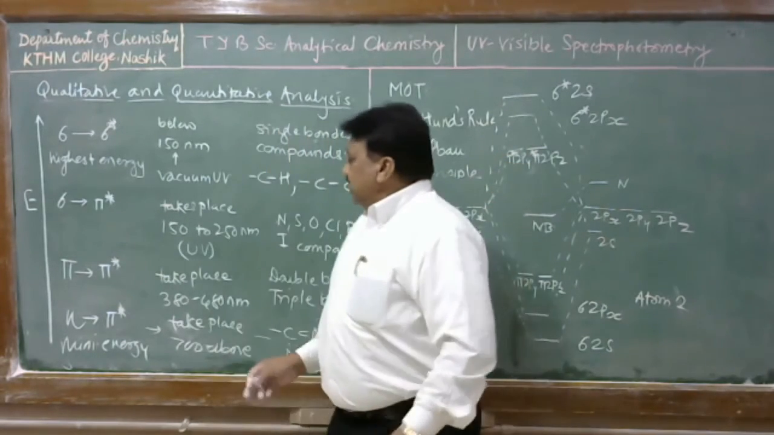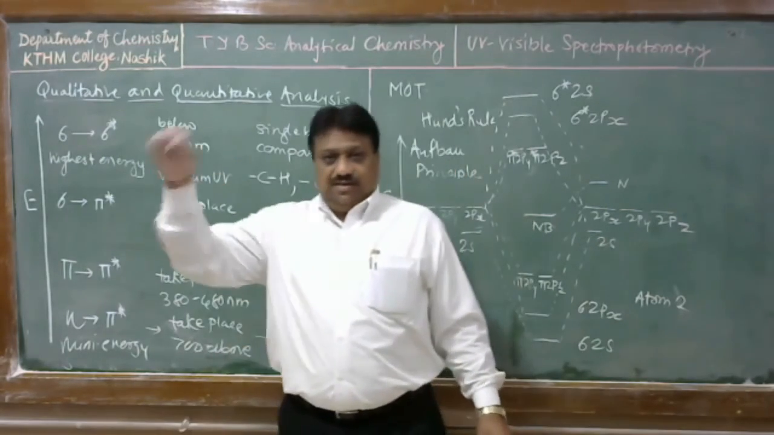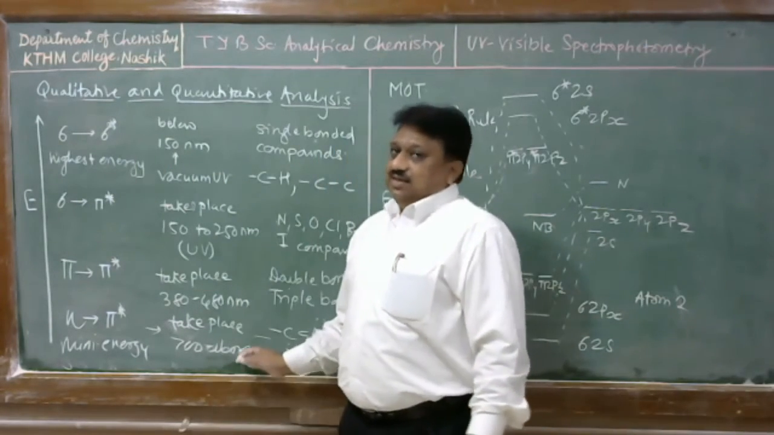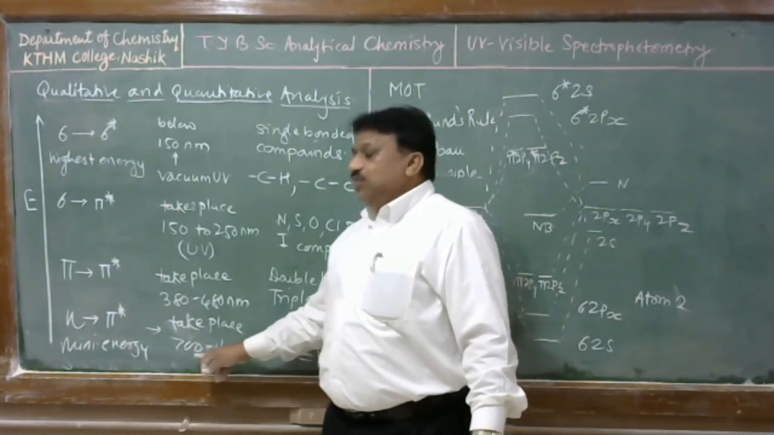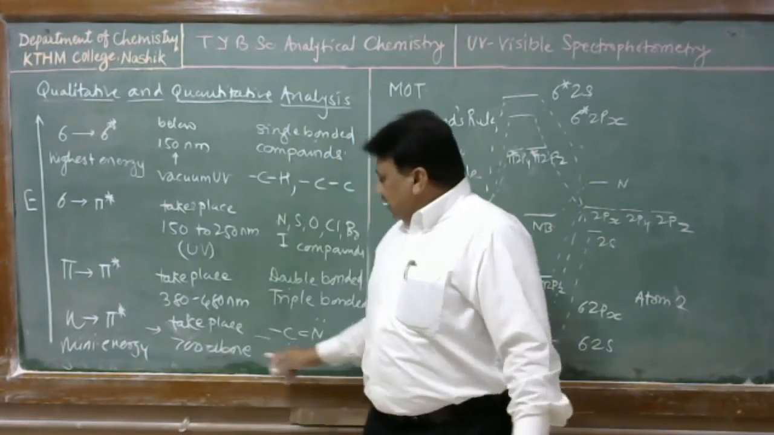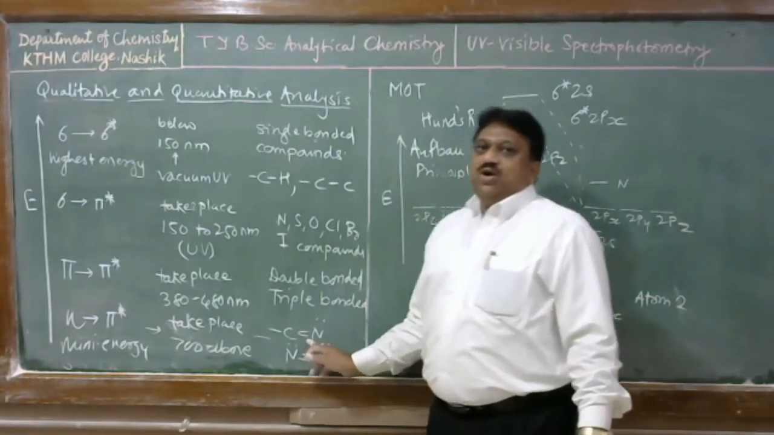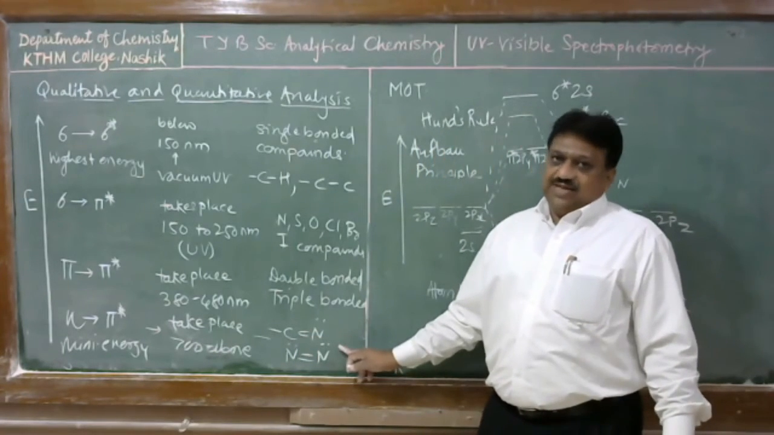Similarly, non-bonding to pi star requires the lowest energy, and this type of transition takes place at the longer wavelength, that is at the end of the visible range, above 700 nanometer, and compounds containing non-bonding atoms show this type of transition.